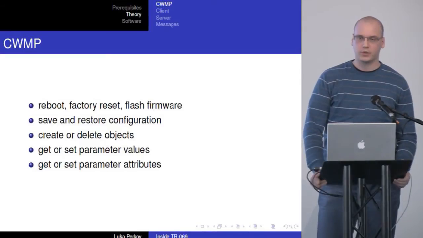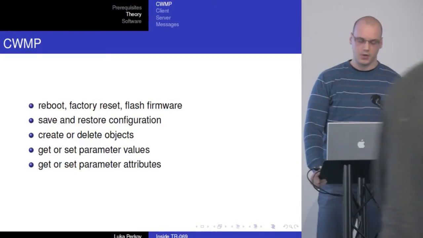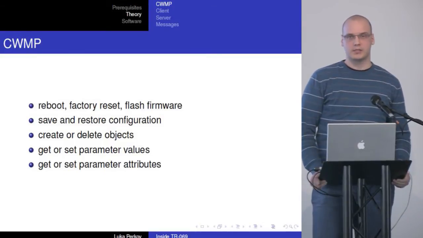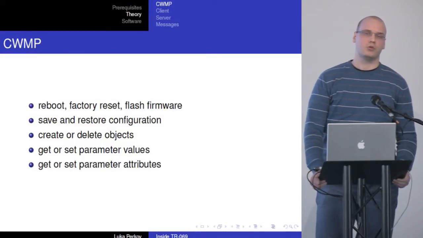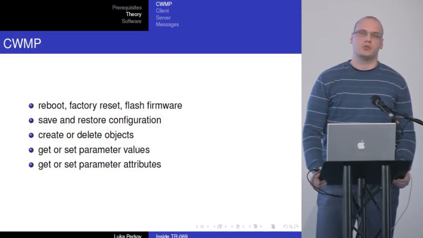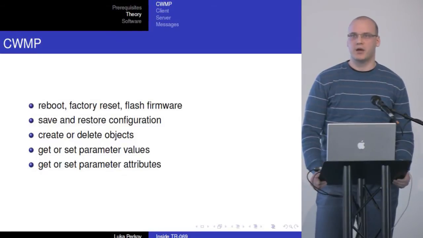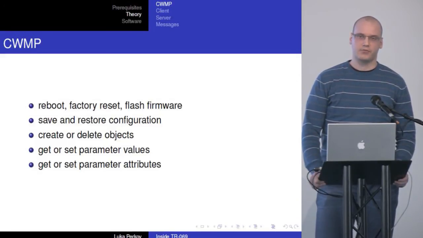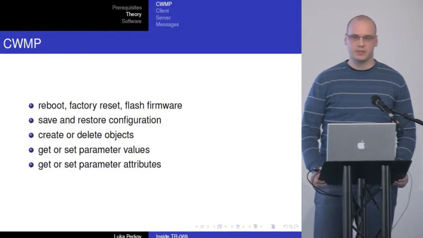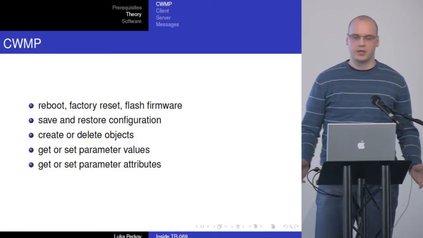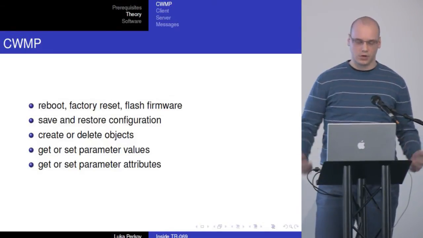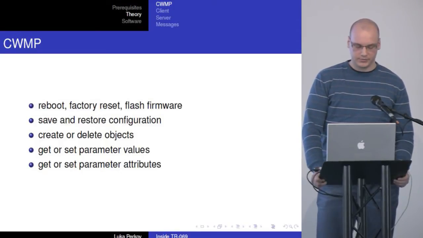So what can we do in general with CWMP? We can reboot, factory reset, and flash new firmware. We can restore and save configuration from a customer's device. So, for example, you can have a situation where a customer has a CPE from vendor A. He configures his wireless credentials, his SSID, and then this device breaks, and you send him a device from vendor B, another vendor, and you provision this same saved configuration to the new device, and the customer won't need to configure this router again. So I think that's a nice feature.